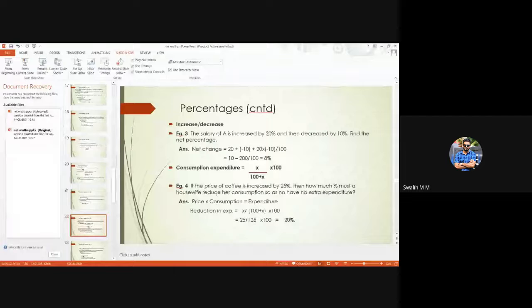So for the increase percentage, there is a formula for this: x by 100 plus x into 100. The price of coffee is increased by 25%. And then how much percent must the housewife reduce her consumption? So you put 25 here, 25 by 100 plus 25 into 100. 25 by 125 into 100, you get 20. Clear? This is also, you just learn this formula by heart, nothing big. Is it clear?